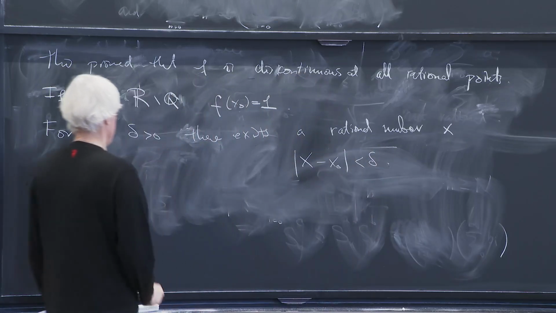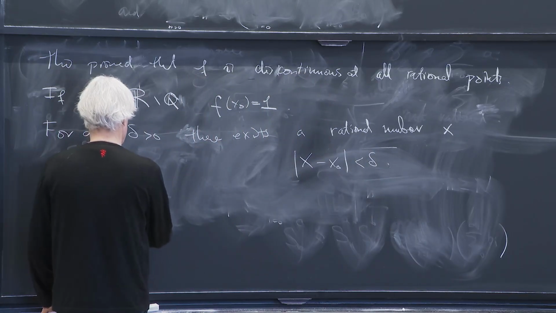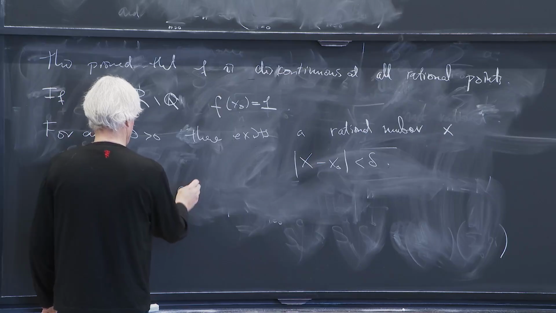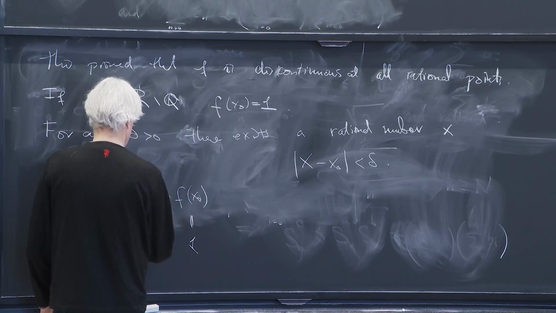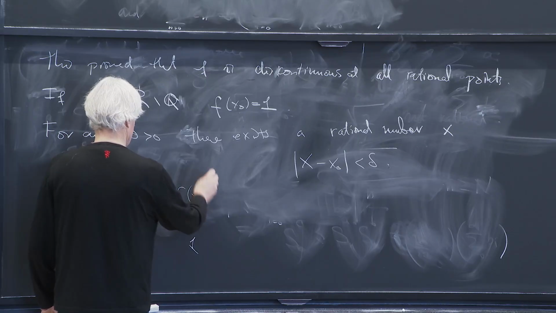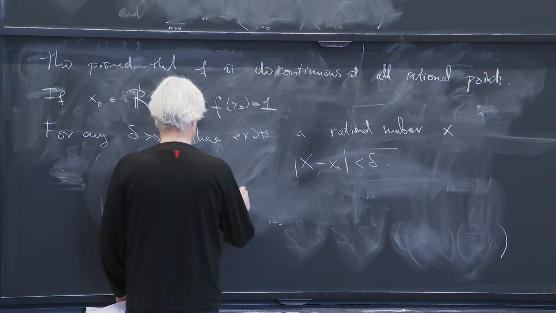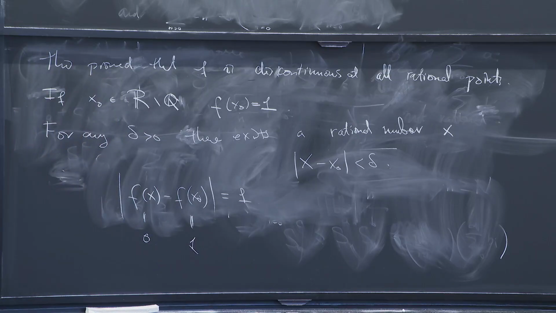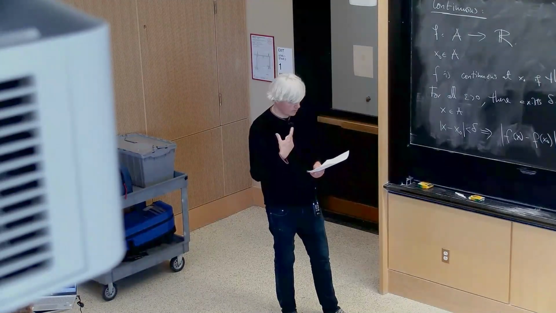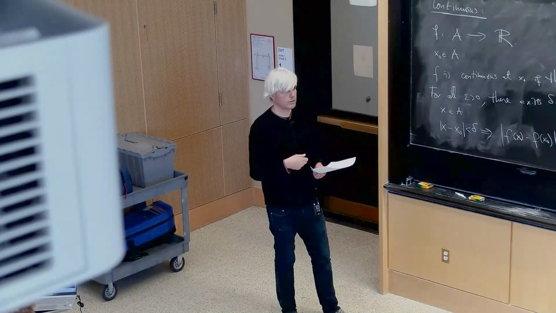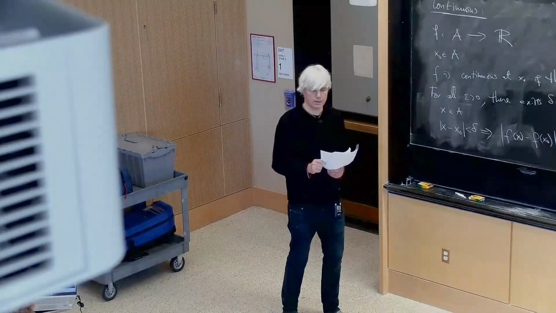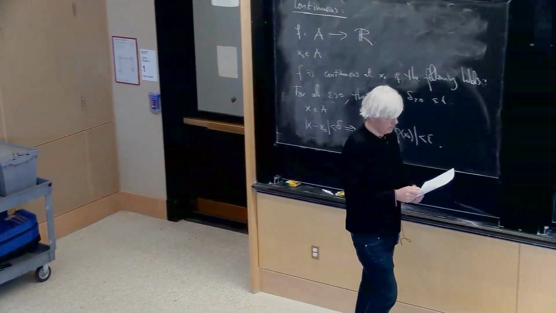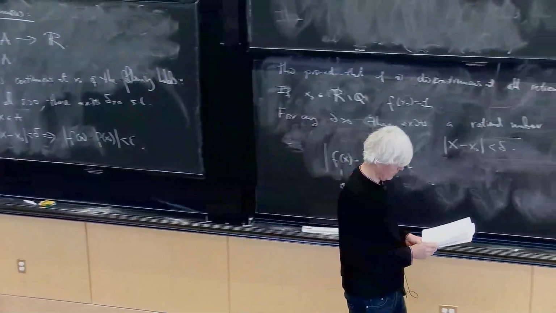Right. But now again we have that f of x minus f of x0. This thing here is 1, this thing here is 0. So this difference here is 1. And so you couldn't make it strictly less than 1 by having this delta sufficiently small. Right? So this proves, it's the same thing, it proves that the function is also discontinuous at all irrational points.